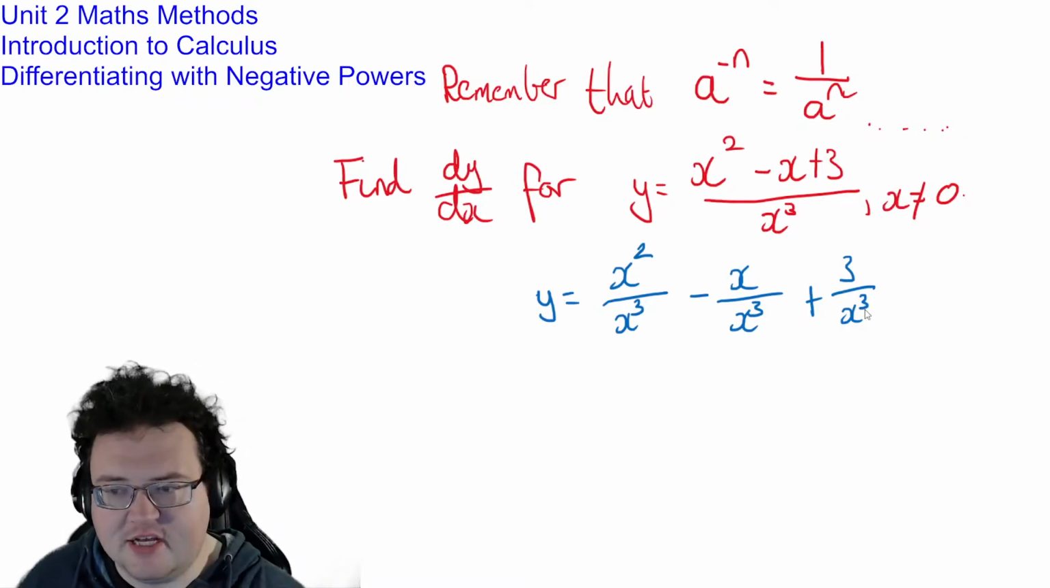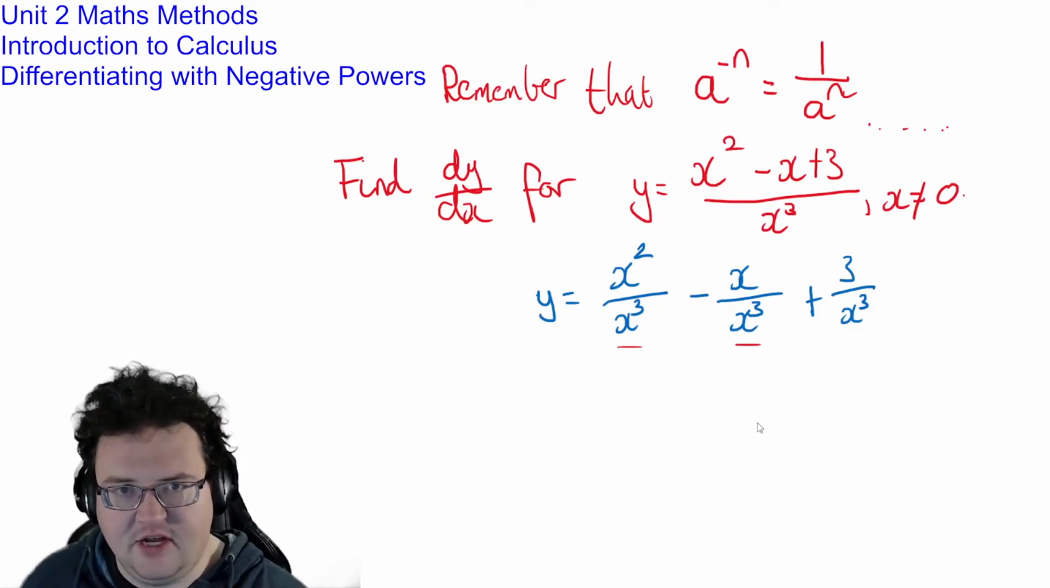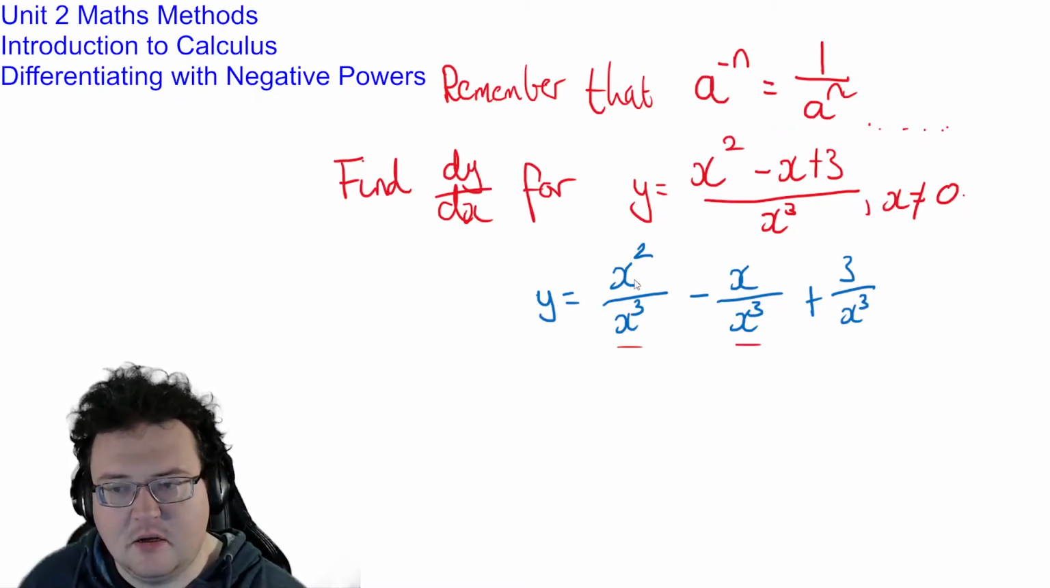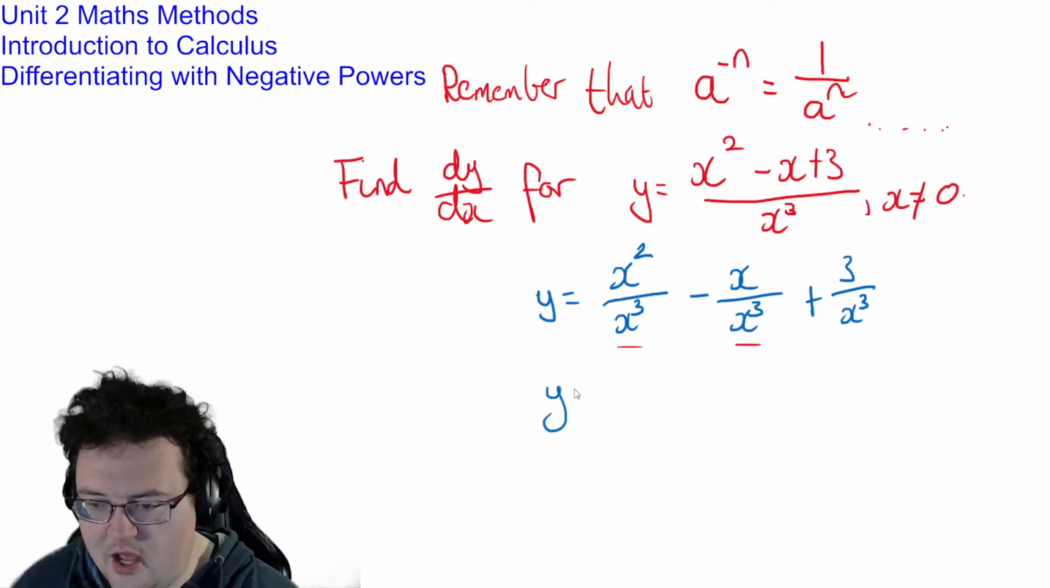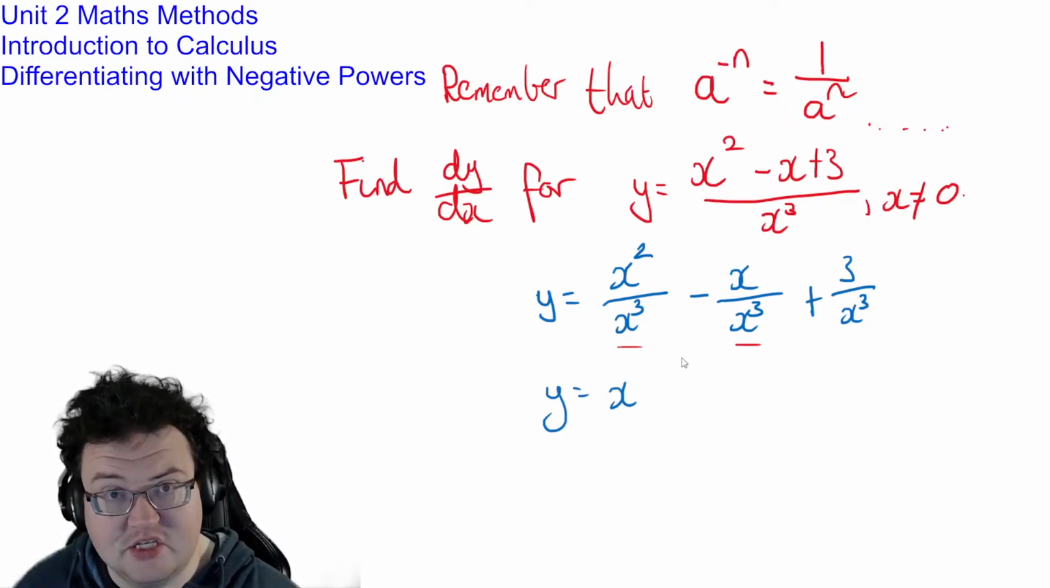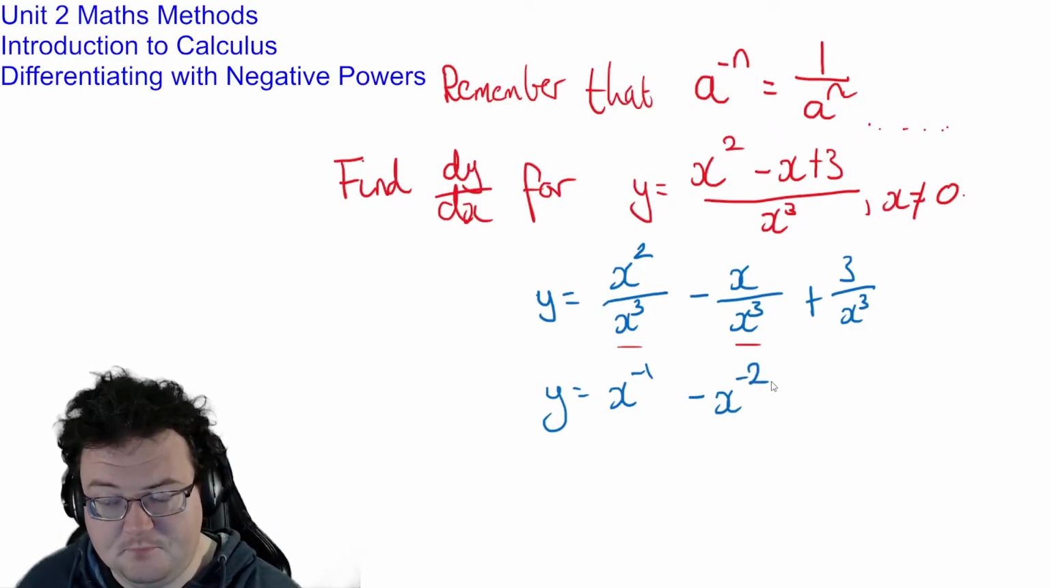Now, using your index laws, these first two should simplify down very easily. Remember, when you are dividing an indice by another indice of the same base, you subtract the powers. So that leaves you with y equals x to the 2 minus 3, which is minus 1. This one here is x to the 1 divided by x to the 3, so that's going to become x to the minus 2.